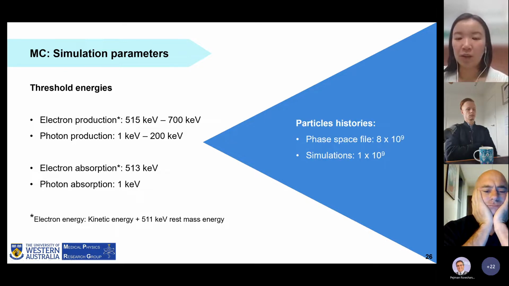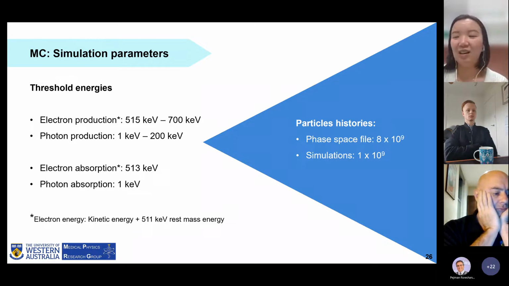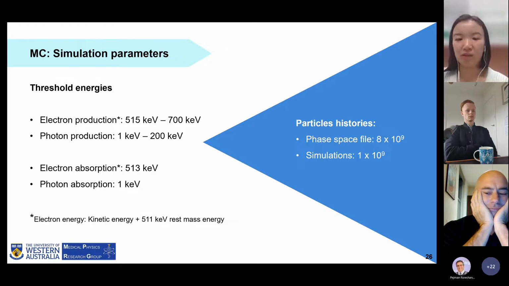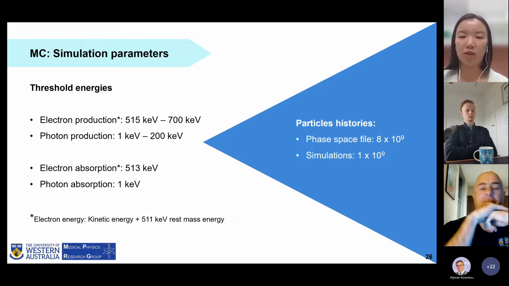The simulations are run in 2 steps. First, we obtain a phase space file of 8 times 10 to the power 9 histories. This was scored with the bare probe, and it scored every single X-ray exiting the probe. And we used this phase space file for further simulations of the applicators, and this saved a lot of time.